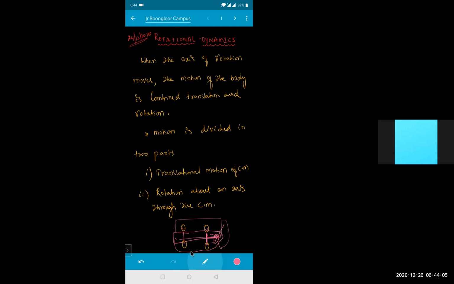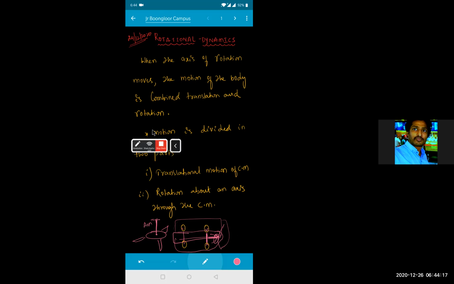Like say the ceiling fan. The axis of the ceiling fan is always fixed. The axis of rotation is always fixed, and the blades connected to it are rotating. So this is called what? A pure rotation. Only pure rotation. The axis is at rest.